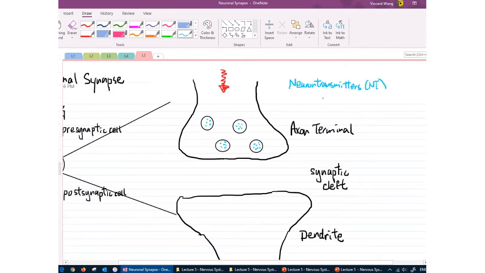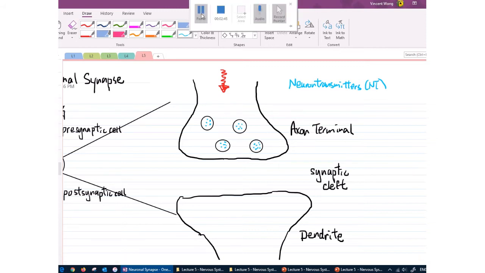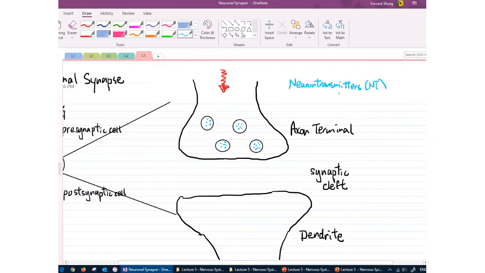So some neurotransmitters will have excitatory effects on the next neuron. Others will have inhibitory effects. Okay, and some neurotransmitters will be both excitatory or inhibitory, depending on which region of the brain we are talking about. Some examples of neurotransmitters that you might have heard of include dopamine. You might have heard of dopamine as the happy hormone; it is actually a neurotransmitter. There is also serotonin, for example.